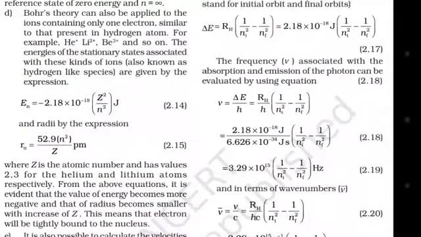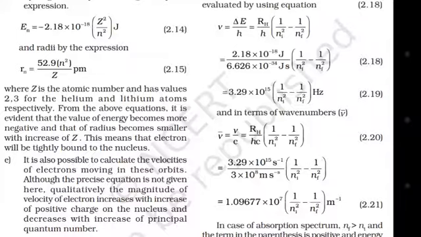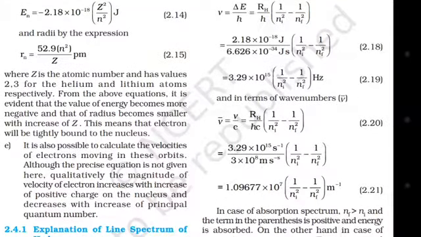So equation 2.14 is En = −2.18 × 10^−18 (Z²/n²) J, and equation 2.15 is rn = 52.9 (n²/Z) pm, where Z is the atomic number and has values 2, 3 for the helium and lithium atoms respectively. From the above equations, it is evident that the value of energy becomes more negative and that of radius becomes smaller with the increase of Z.